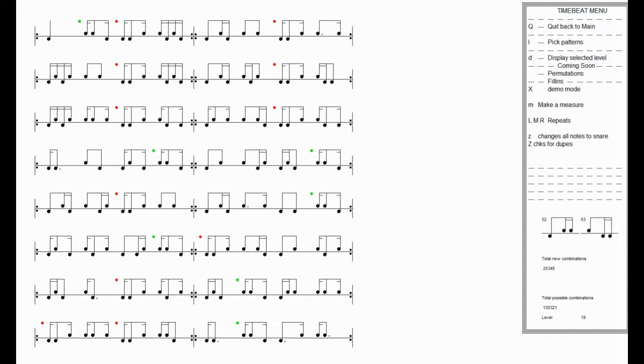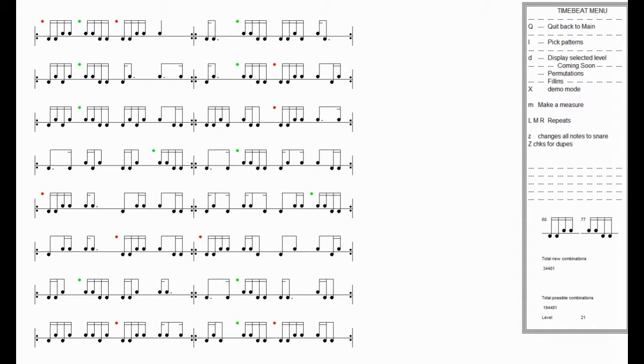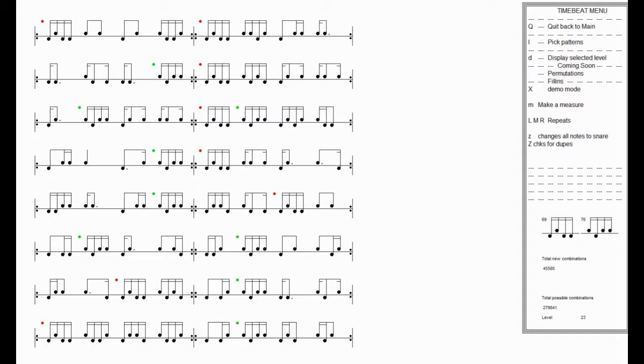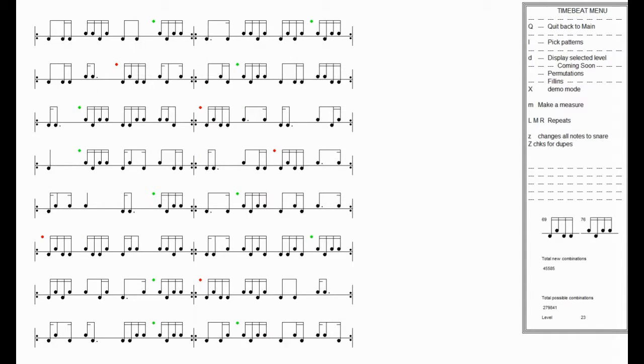My program can create 40,960,000 possible measures at level 80. Some are good, some are not. Nevertheless, there will be patterns that you have not played together. I guarantee it.